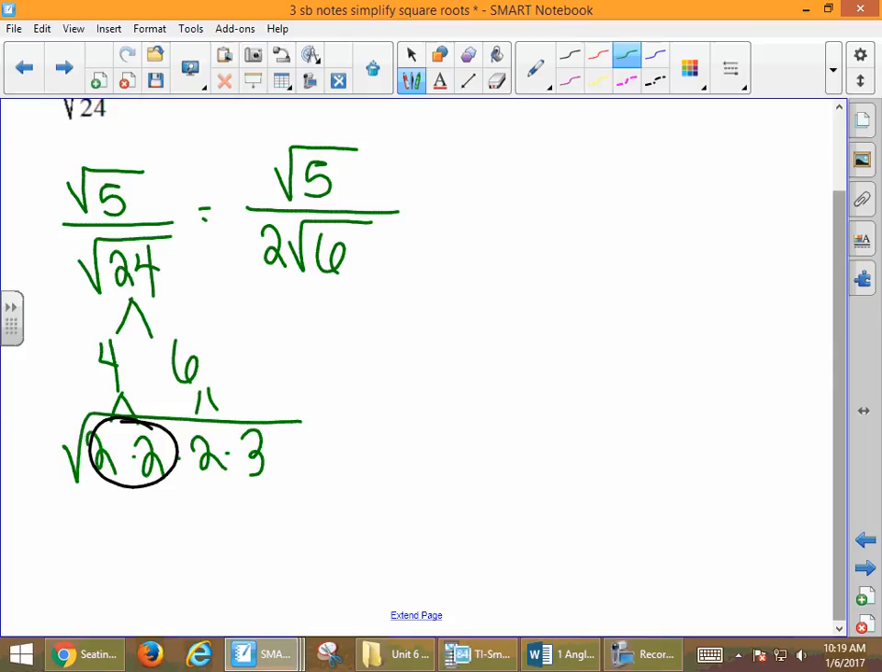Now, just as a little aside, technically, we're not allowed to have a radical in the denominator. So I'm not going to spend my time on that today. But technically, we would have to do more work to this problem to simplify it. Right now, we want to focus on simplifying radicals.